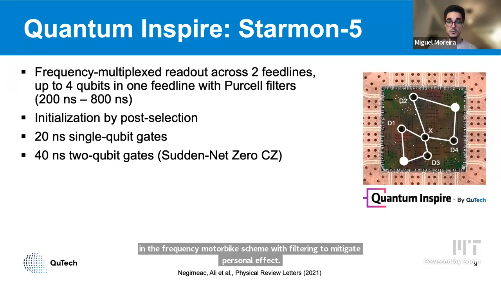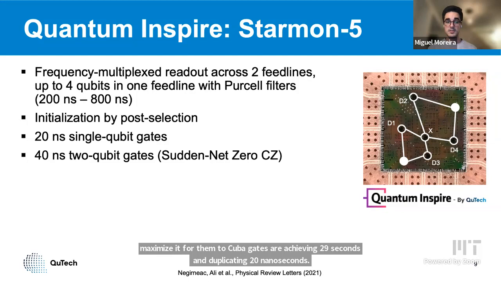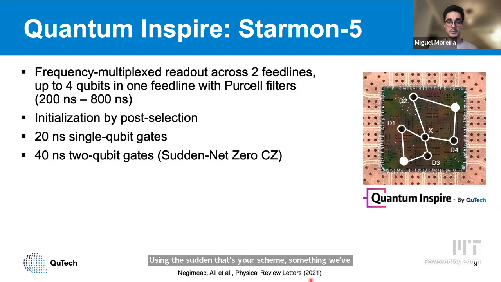Initialization, which I will soon show you how to use in programs. Initialization is done by post-selection in order to maximize its fidelity. Single qubit gates are achieved in 20 nanoseconds and 2 qubit gates in 40 nanoseconds using the sudden net zero scheme, something we've recently published, and to which I review here a reference at the end in case you are interested to read more about.